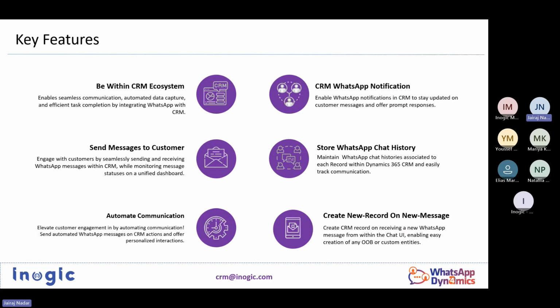It works within the CRM ecosystem, so it provides seamless communication, like if you wanted to capture any auto data as well, that is done within this CRM. For effective task completion, by interacting WhatsApp with the CRM, you can send and receive messages to customers within the Dynamics CRM, just like how we interact in a mobile application. If you send any message through WhatsApp, that's how you receive it, and you can see it all in the unified dashboard as well.